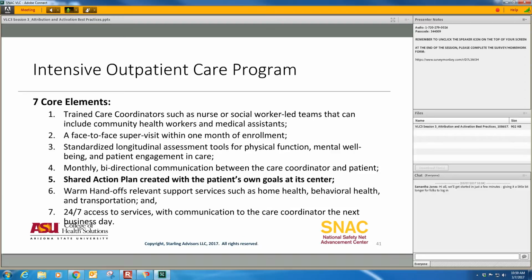The core elements of the IOCP program, these are their language on their identified core elements. So trained care coordinators, such as a nurse or social work-led team. This also includes community health workers or MAs. An initial, they call it a super visit, so the initial enrollment into the program was face-to-face. It was pretty early on when they identified a patient as being a good candidate to enter this program, and they call it a super visit. And so this is when they gathered their initial information about that patient, and also provided them an orientation to what they might expect going forward in terms of services.